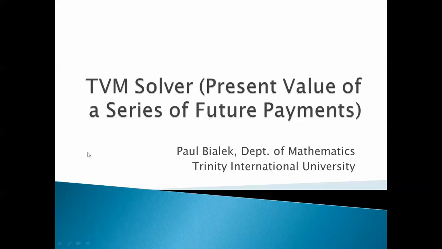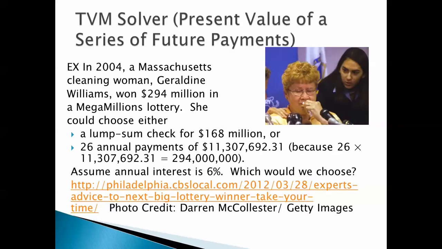Let's use the TVM solver on the TI-83 or 84 to find the present value of a series of future payments. In 2004, a Massachusetts cleaning woman, Geraldine Williams, won $294 million in a Mega Millions lottery. She could choose either a lump sum check for $168 million or 26 annual payments of $11,307,692.31, because 26 times 11,307,692.31 is $294 million. Assume annual interest is 6%.